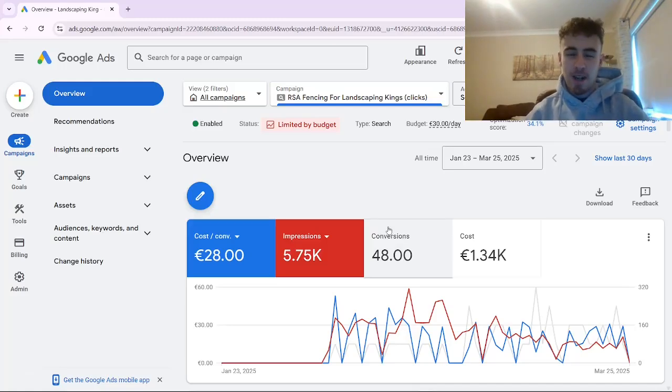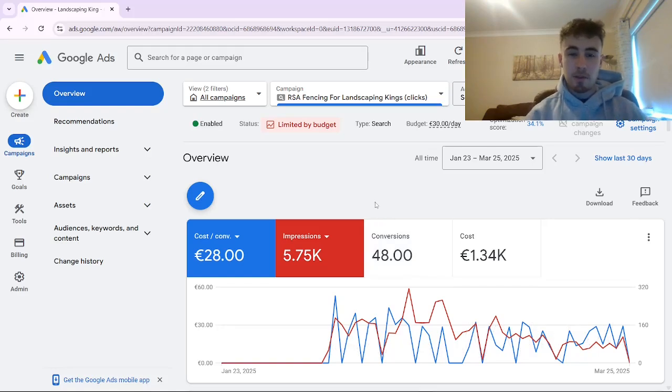Have you ever wondered how daily budget actually works inside Google Ads? Because one day you might spend nothing, but then you might spend way beyond your daily budget the next. Well, in today's video, we'll show you exactly how daily budget works inside Google Ads so you know exactly how much you're spending every month.